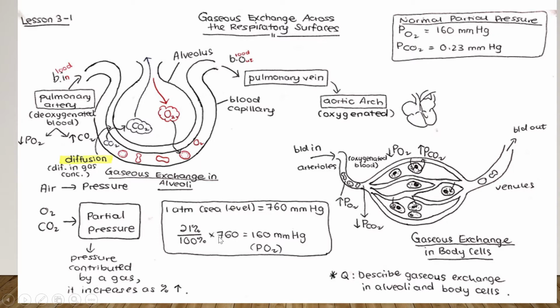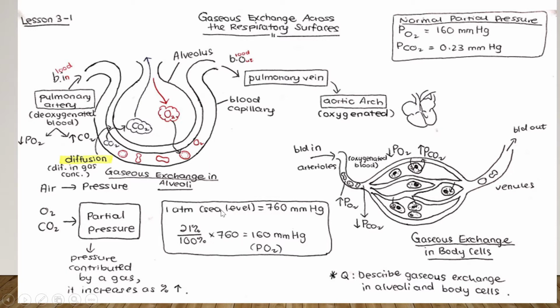So what is actually partial pressure? When we talk about respiratory gases, we are referring to oxygen and carbon dioxide. Partial pressure is the pressure contributed by a gas. The normal partial pressure of oxygen, this is how you write a big P and then a small O2 down here, is 160 millimeter mercury. So how do you get this value? It is through this formula.